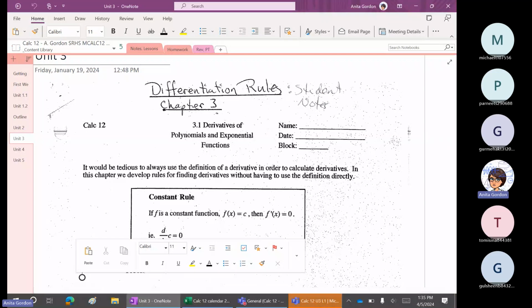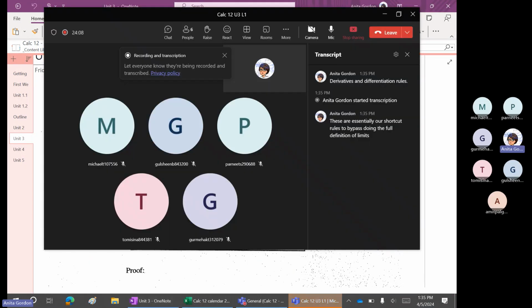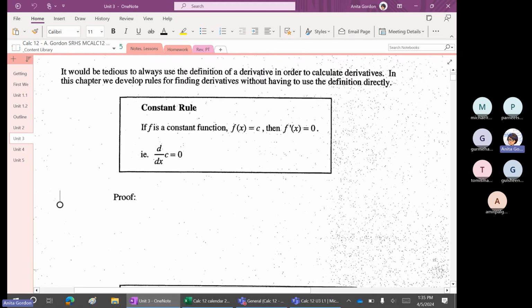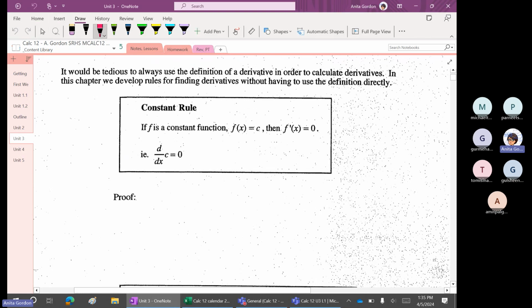Derivatives and differentiation rules. These are essentially our shortcut rules to bypass doing the full definition of limits. We know from our tests and quizzes and assignments, limits are annoying. They take a really, really long time. So here are some helpful, quote unquote, shortcuts. We call these derivative rules.